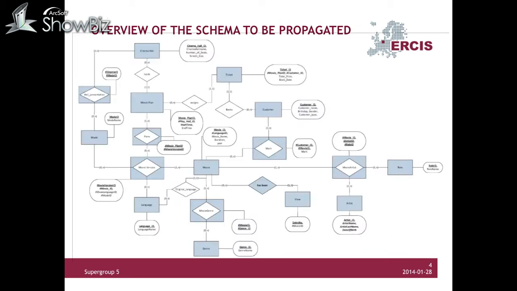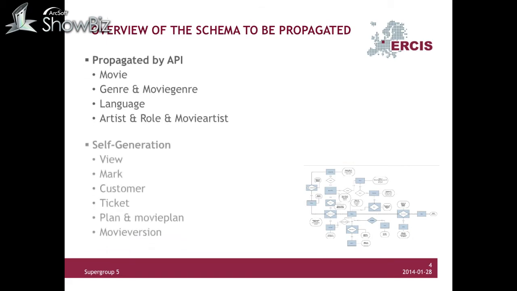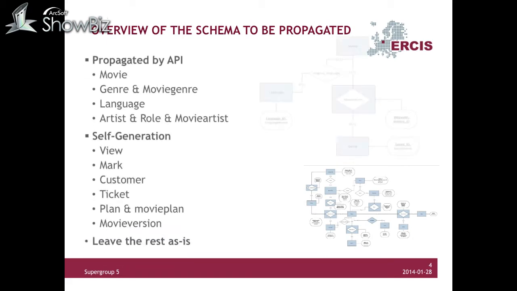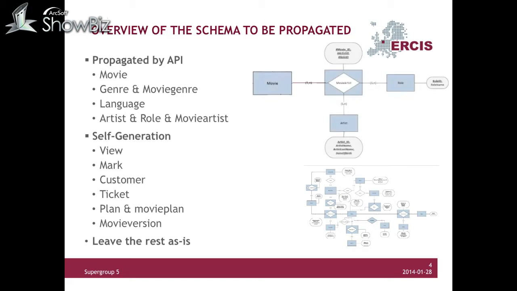After a thorough initial analysis of our mediated schema, we decided to categorize our tables into three parts. The first category consists of the tables that are suitable to be propagated by the API. These tables mainly recorded the information of a variety of movies, which are movie genre, language, artist, role, and movie artist. The second category consists of tables mainly related to our cinema operation.